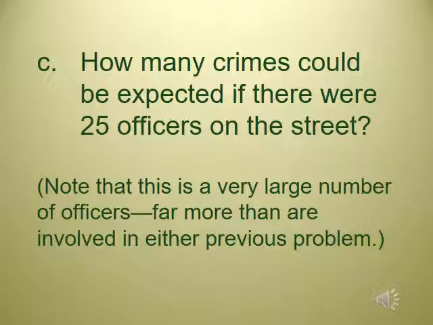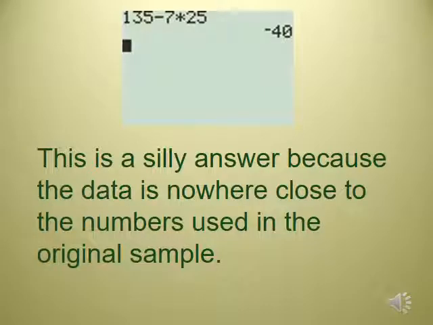The third question is a lot like the first one, it just has a different number. How many crimes could be expected if there were 25 officers on the street? But if you do plug in for x, you get kind of a weird answer. If you take 135 minus 7 times 25, you get -40. So we have a negative number of crimes.